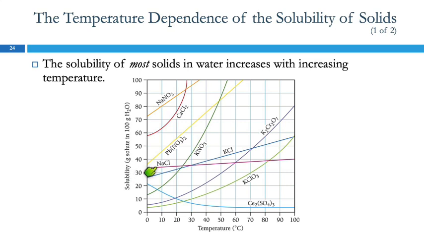Here's our friend table salt, sodium chloride. It is slightly more soluble at higher temperatures, but it doesn't change very much, which is probably good for the fish in the ocean. And then there's some weird compounds. Cerium sulfate is one of them. They actually become less soluble when you heat them up. Kind of weird.